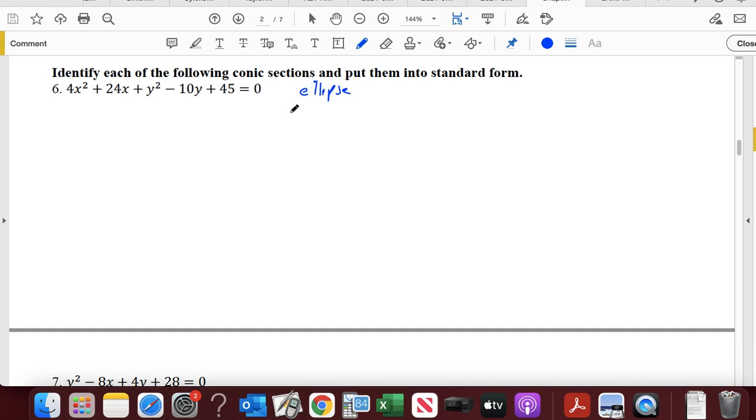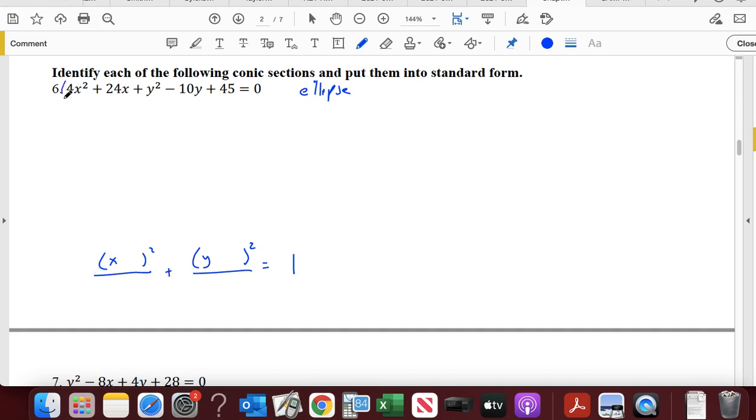And now we just have to complete the square to put it in standard form. All right, what do we mean by complete the square? Well, we have to get it so this looks like x something squared over something plus y something squared over something equals 1. So that's what we have to do. So our first goal is to get perfect square trinomials that we can then factor into x something squared. So I've got 4x squared and 24x that are already nice in that order for me. So the first thing I need to do, because there's a coefficient here, I need to factor that out.